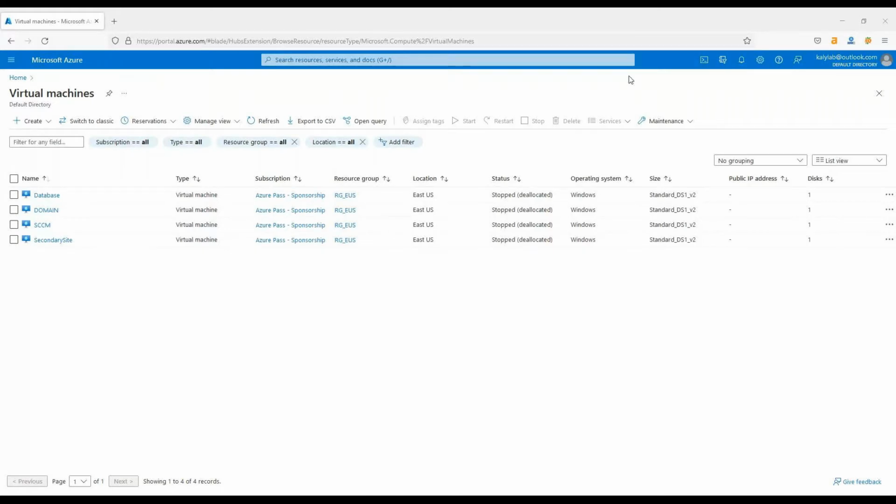Are you guys able to see my screen? Yes.